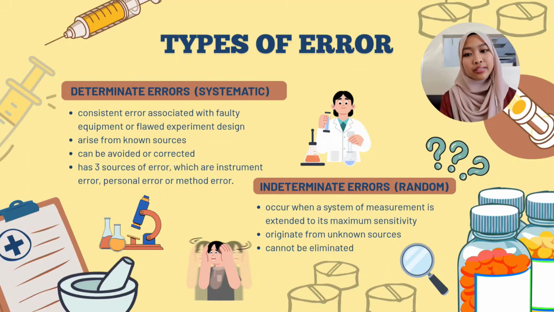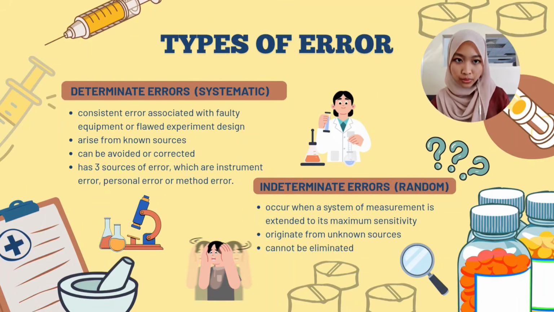So determinate errors is a consistent error associated with faulty equipment or flawed experiment design. A faulty equipment is just an equipment's problem. A flawed experiment design, however, is an experiment that has error in either setup or plan or methodology that can cause invalid results. So it arises from a known source, therefore it can be avoided or corrected. And last but not least, it has three sources of error, which are instrument error, personnel error, or method error.